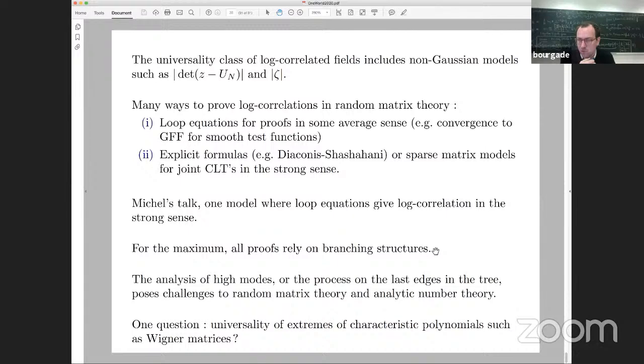This loop equation or Johansson type of technique allows to treat some proof of log correlation in some average sense. Like you pick a smooth function and you test the field with respect to this smooth function, and this gives you the log correlation. If you want to do it for observables which are much more singular, like the log of the determinant, you need to rely on some explicit formulas, for example, the moments of Diaconis-Shahshahani. The loop equation does not work directly. You can also rely on something I've not talked about, the sparse matrix models like Dumitriu and Edelman for beta ensembles.